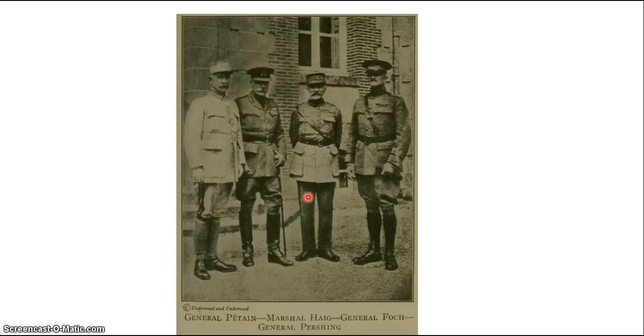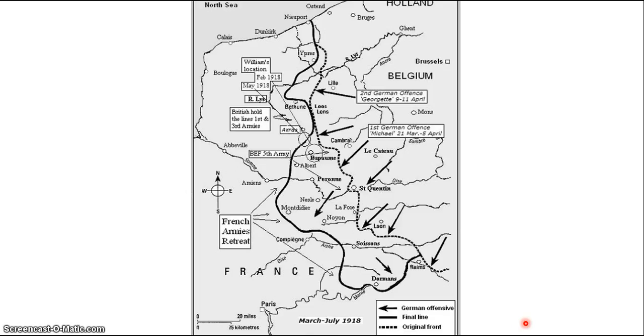Okay, so what happens now? The Allies have got a bit desperate, changed their command structure, but the Germans continue. So we saw this first German offensive here, which stops on the 5th of April. Then we launch the second offensive, Georgette, and in we go on the 9th of April. And this one is up in this area of Flanders, back up in Belgium, trying to take the town of Ypres. They almost do it, don't quite do it.